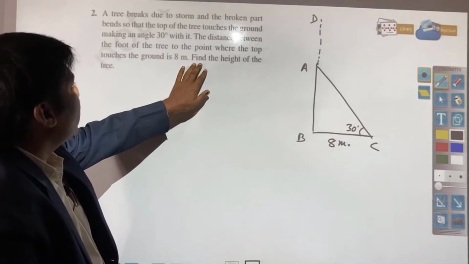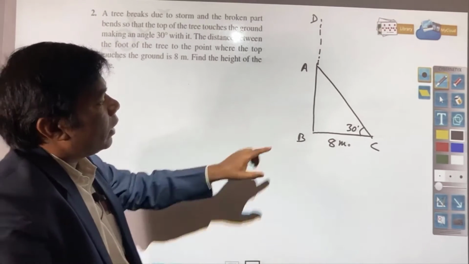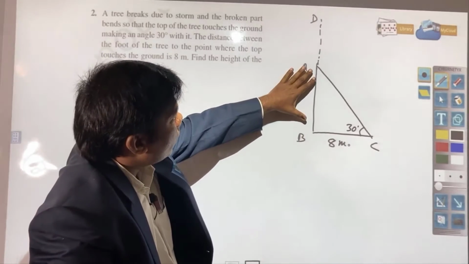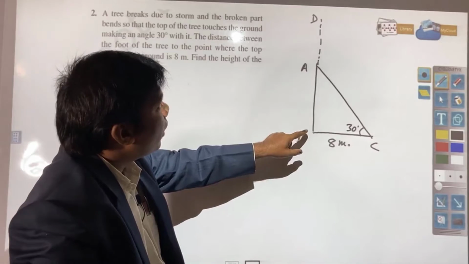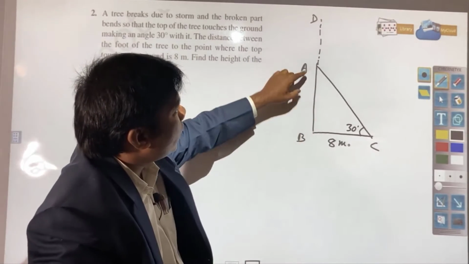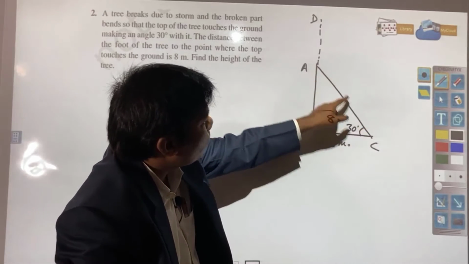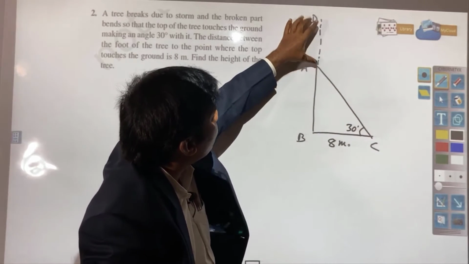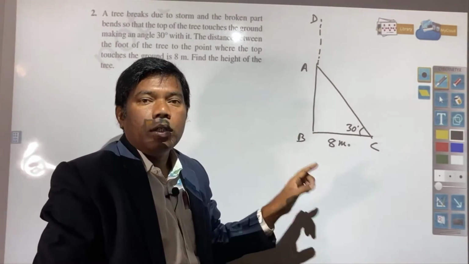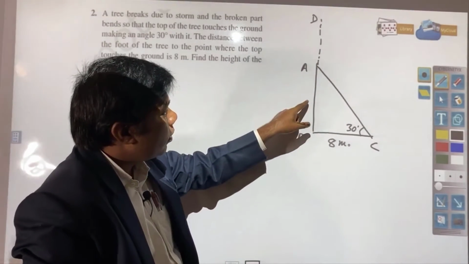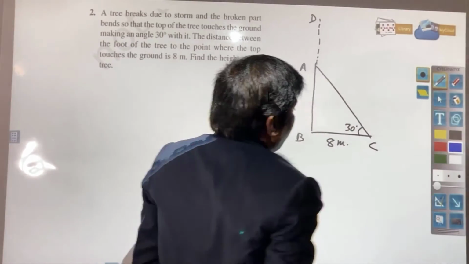Now you need to find the height of the tree. So here you see, how will you find out the height of the tree? The height of the tree will be BD. So first you need to find out AB, and then this broken part will be equal to AD. Means AC will be equal to AD. So you need to find out over here P and H. So let's see how we find out.